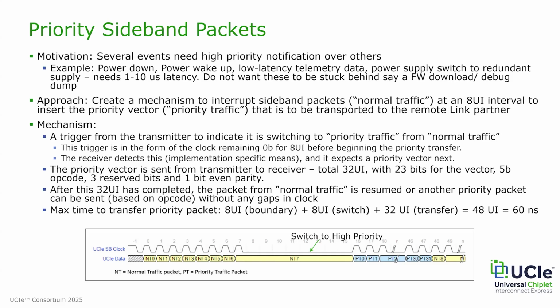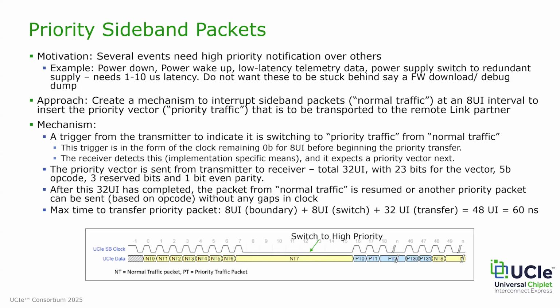Now, in the presence of that kind of bulk traffic, there are certain events like power down, power wake up, you want some low latency telemetry data, you want to switch to a redundant power supply. You want some kind of high priority notification over the bulk traffic, like debug dump or firmware download. You should be able to interrupt that traffic, pause it, and then resume it back, right? And we are providing that capability with UCIe 3.0.